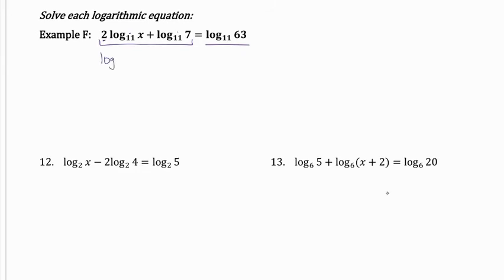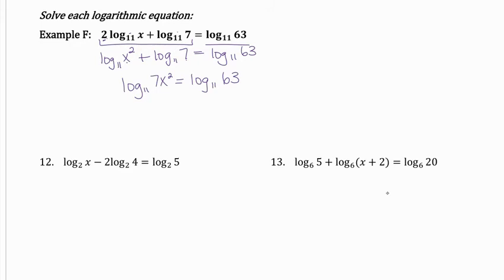So this would become log base 11 of x squared plus log base 11 of 7. And our right side stays the same. So all I did there was just take the 2 in front and make it an exponent. Then I can condense these two into one logarithm on the left side because it's addition. So I'm going to multiply the arguments. So I'll get log base 11 of 7x squared equals log base 11 of 63, right? I multiplied the x squared times 7 to condense that log.